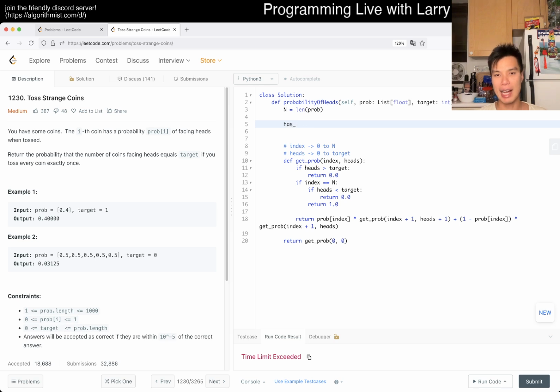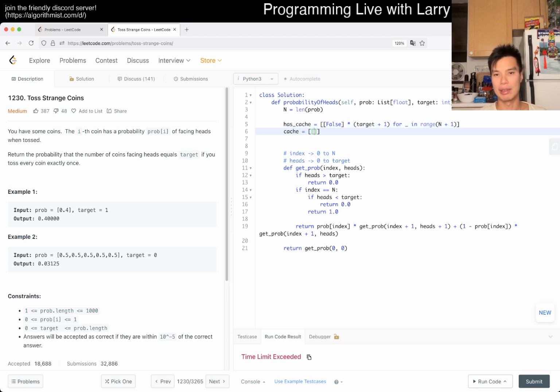But you have has cache, right? Another way of thinking about memorization is just caching it, because every time you give it the same input, you get the same output, right? So you don't have to calculate it anymore the second time you do it. So okay, now you have has cache is equal to false times, on the inside it's going to be heads, so that's going to be target plus 1, right, n plus 1, and then cache will just be, I don't know, I just go with none, it doesn't matter.